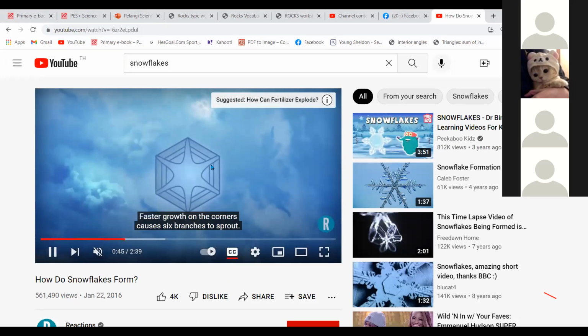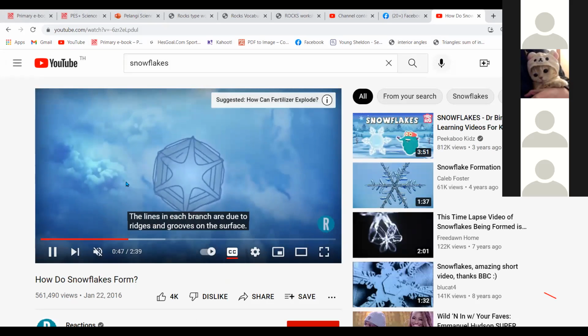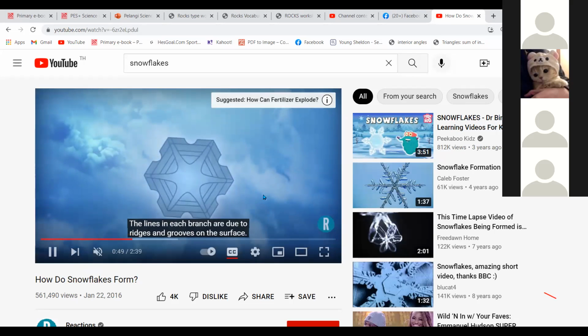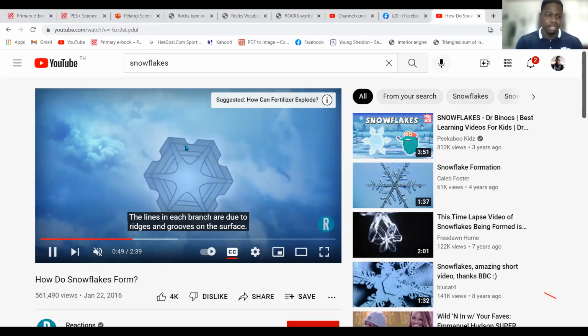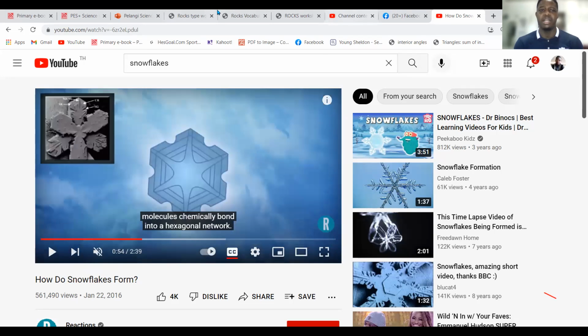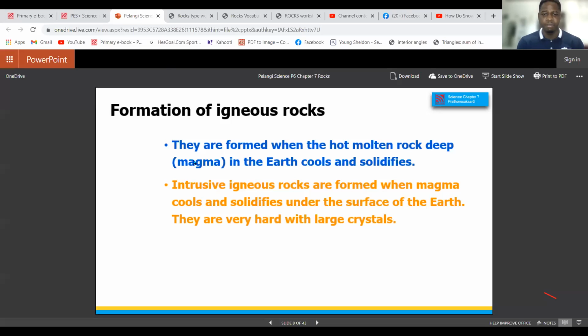Yes, perfect. This right here is the snowflakes, but it's also called crystals. Okay, so now we know what crystals are. Let's go back to our work. Okay, so we're saying here that atoms are listed. Yes, crystals are built out of atoms.